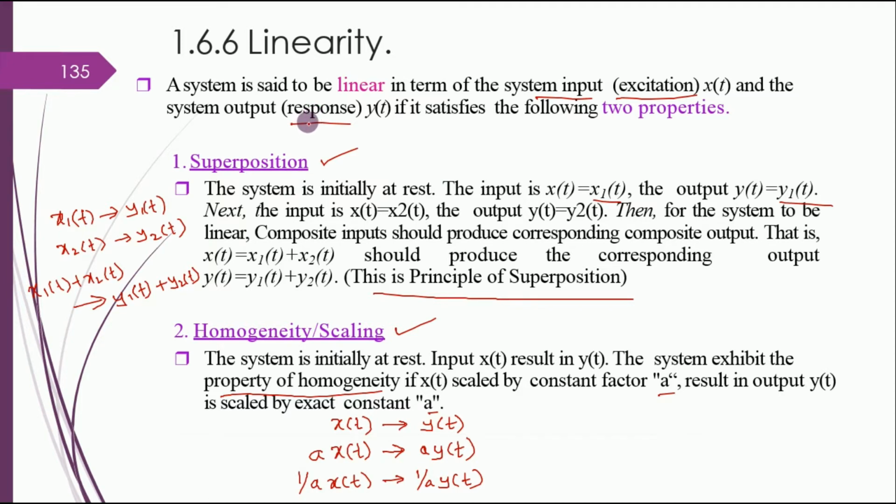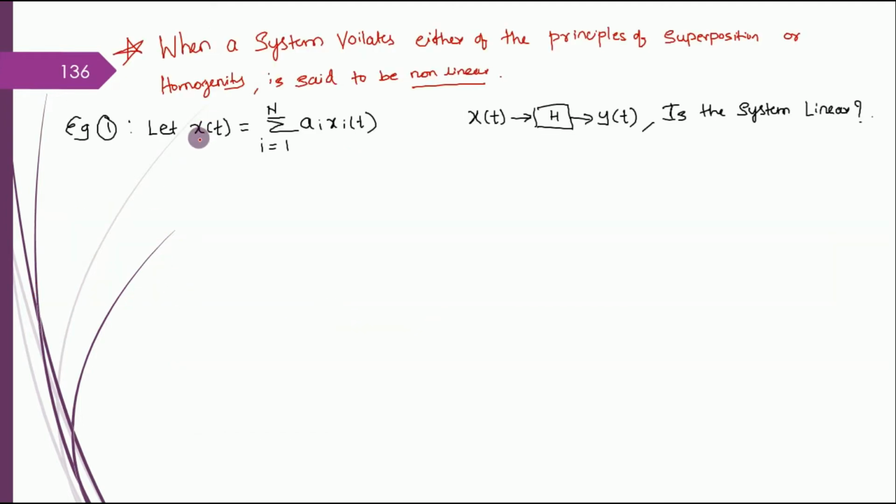In contrast, when a system violates either of these, that is the principle of superposition or homogeneity, then it is said to be a non-linear system. Remember this. So to put it in front of you in a mathematical model, let me take an example. So here I read it: when a system violates either the principle of superposition or homogeneity, it is said to be non-linear.